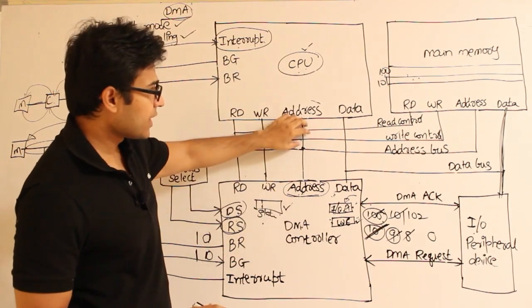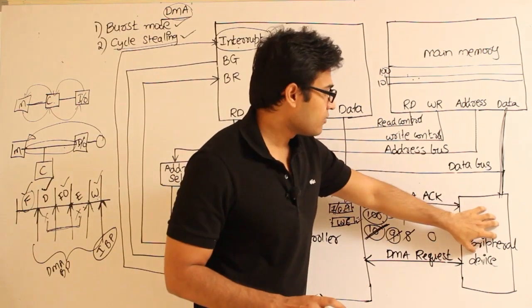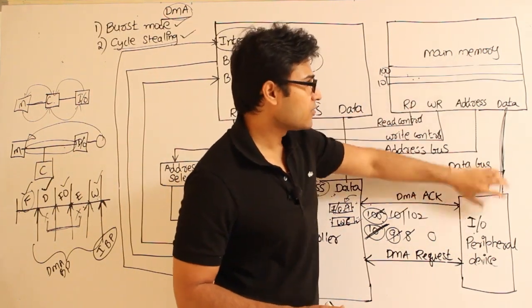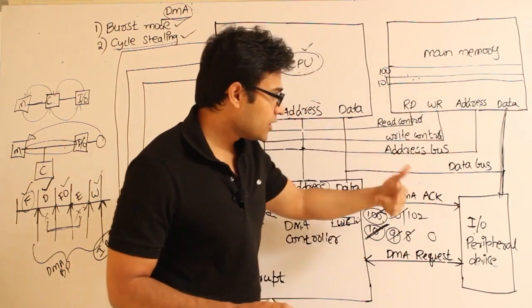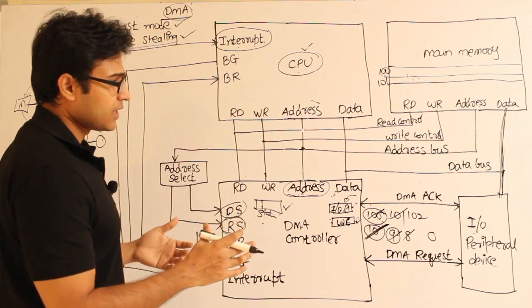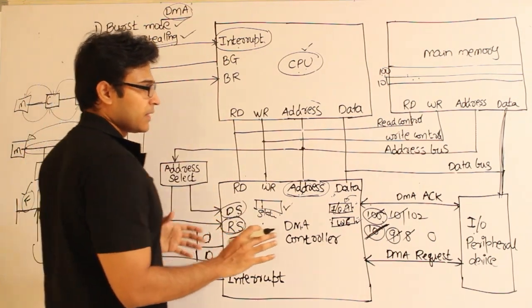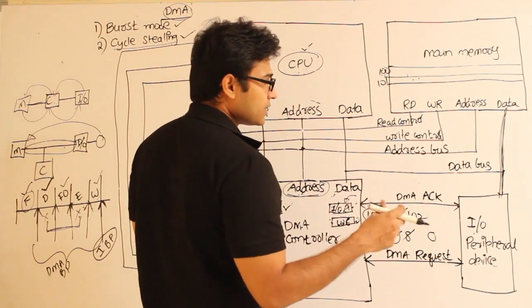Then DMA will put the address here and whatever control is required, and then ask the IO device to transfer the data, and it will keep on transferring it. And this will keep on happening depending on the speed of the IO device. If the IO device is very fast, then a burst mode type of transfer will happen. If the IO device is very slow, then a kind of cycle stealing will happen.